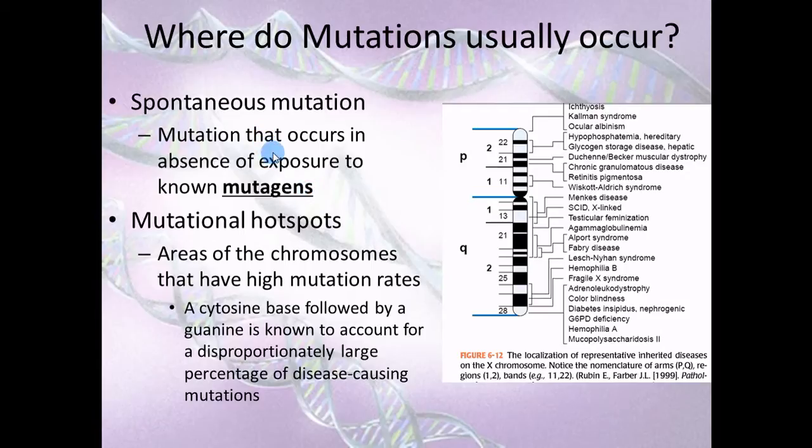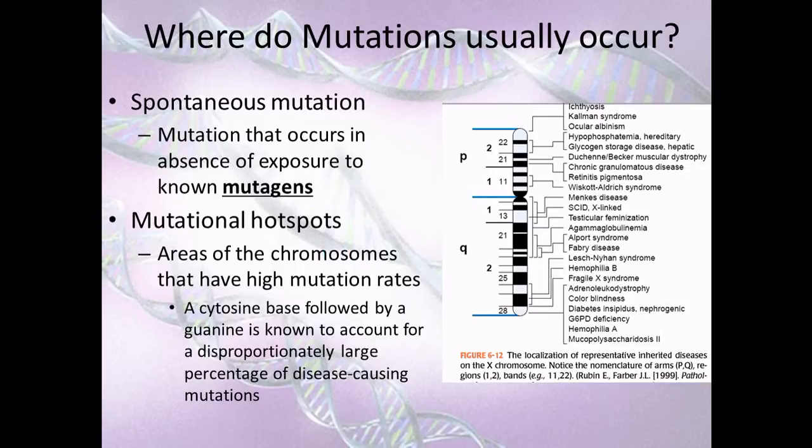So spontaneous mutations just happen. There's no genetic link that it was because of your parents or anything like that. And then there are other things called mutational hotspots, which means that some chromosomes are actually just weak in those areas. So the area of the chromosome has a high mutation rate. It changes a lot, right? So those are two places that you usually see mutations occur.